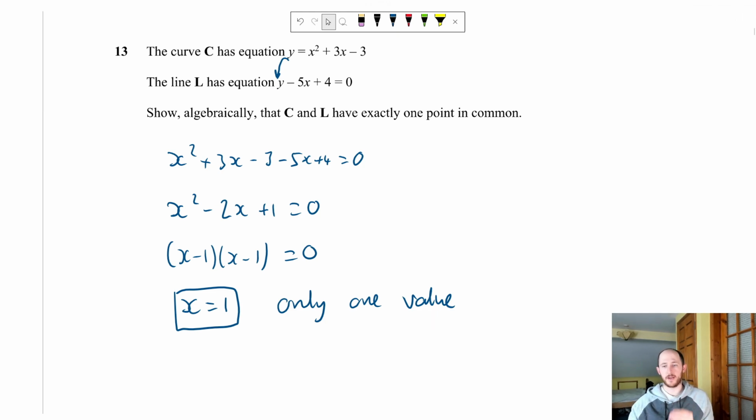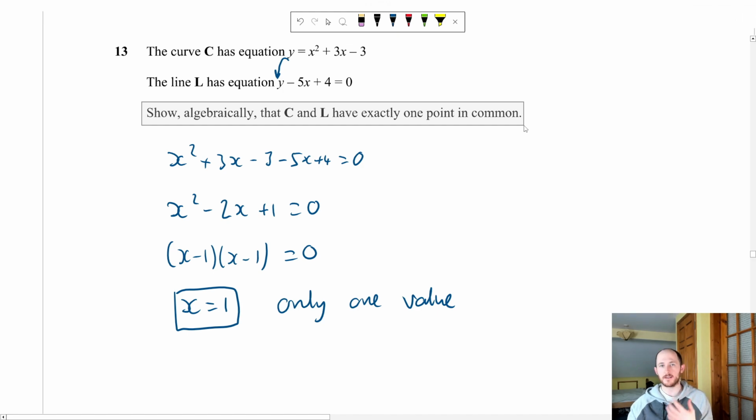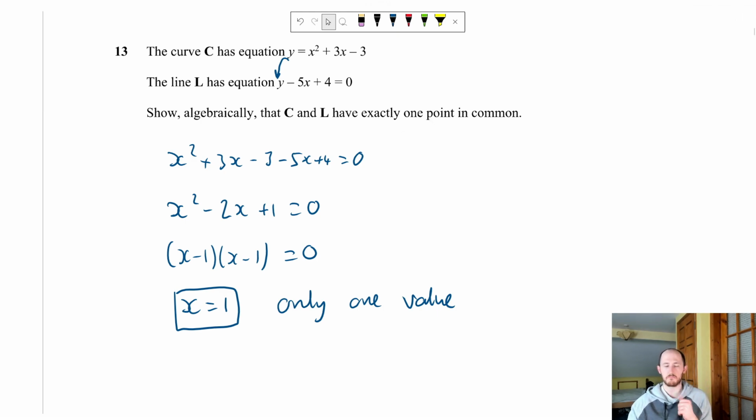Pretty quick, pretty easy, but again, the wording can really throw people off. So really try and understand what they're trying to get you to do. Okay? How would you show it has one point in common? By calculating the points in common, right? And see if there's only one.